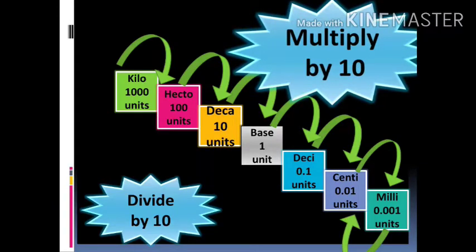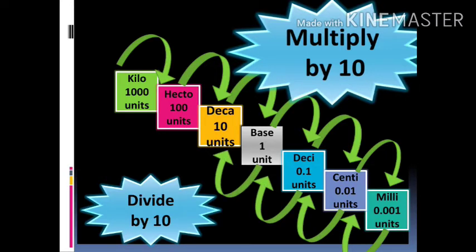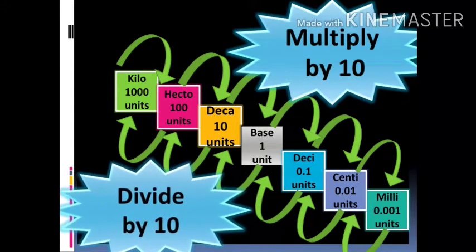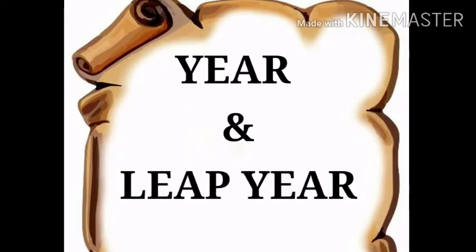When we convert lower to higher, that is milli to centi, centi to deci, deci to base, base to deca, deca to hecto, hecto to kilo, we have to divide it by 10. In this session today we are going to see how to convert year into months and days and how to find the leap year.